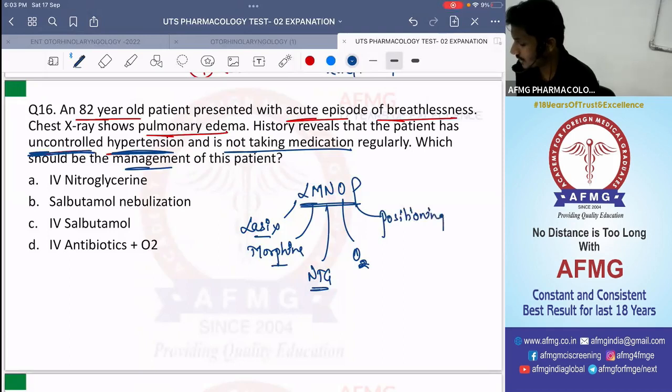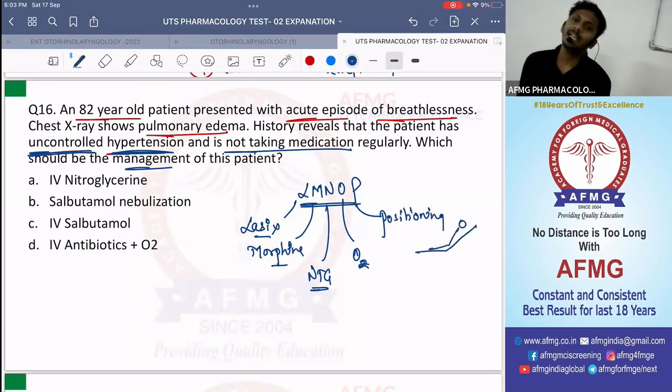P goes for positioning. That means the head end of the patient should be elevated to decrease the respiratory distress in the patient. ठीक है, that is the thing. क्योंकि pulmonary edema क्या होता है? पानी भर गया lungs में. So therefore the patient will have breathlessness and respiratory distress. So to give symptomatic relief, we can elevate the head end of the patient. That is what is known as positioning. And oxygen मतलब भी तुम्हारा positive pressure ventilation.